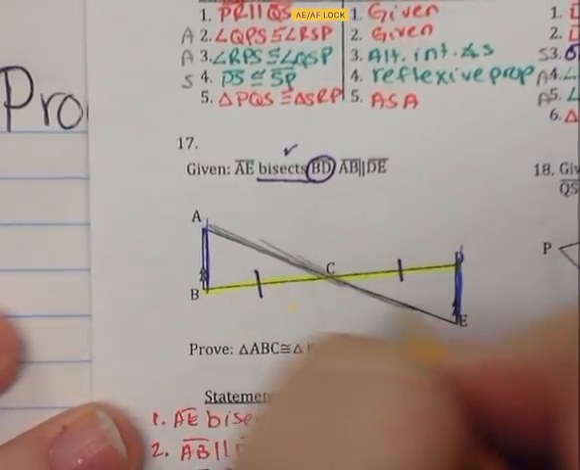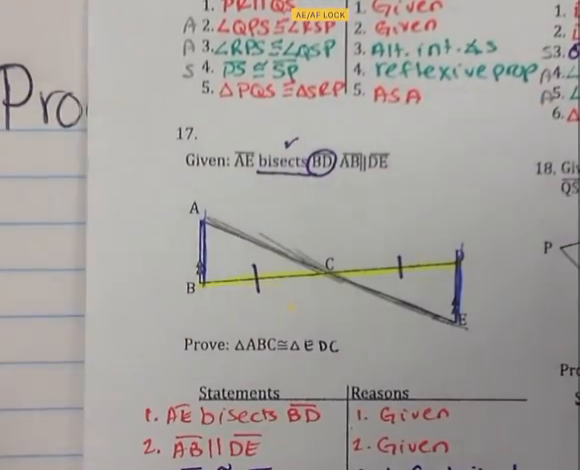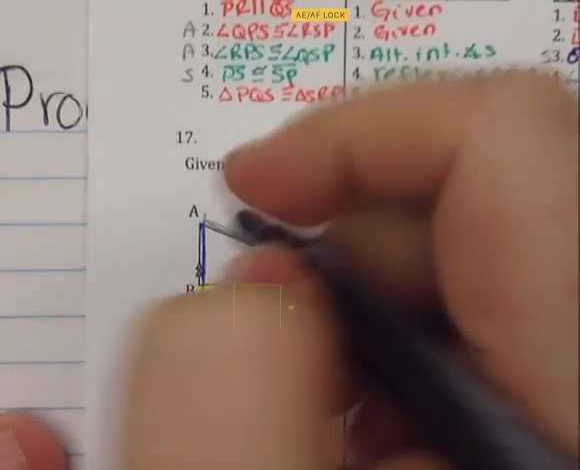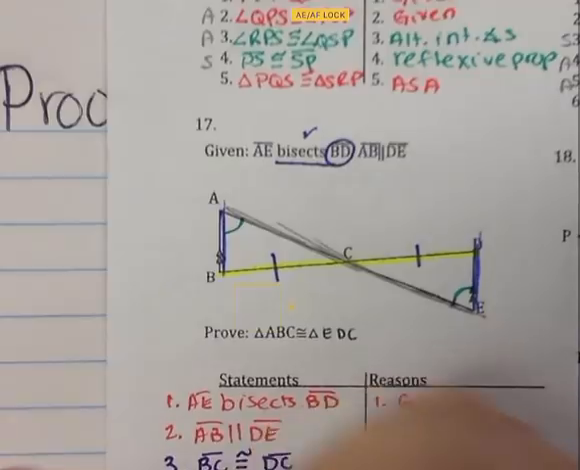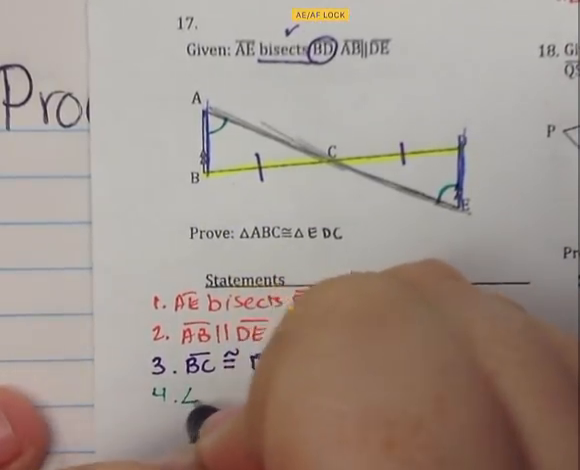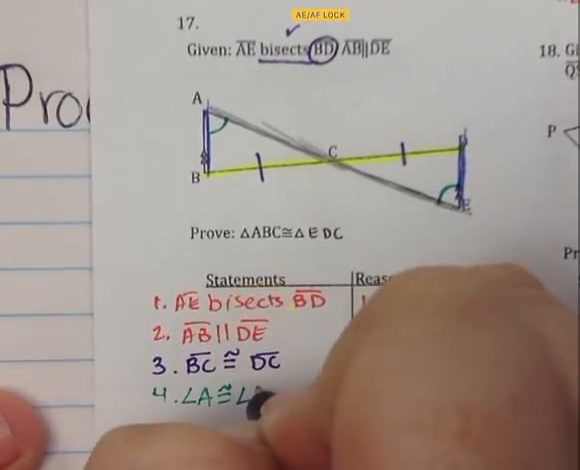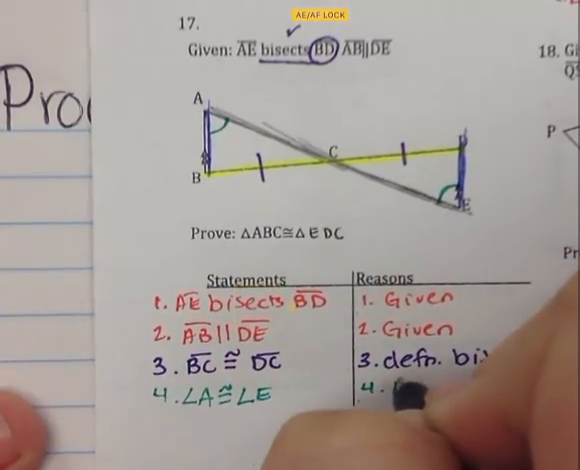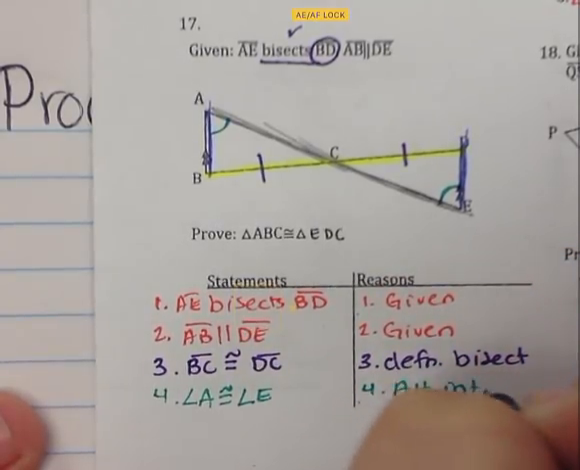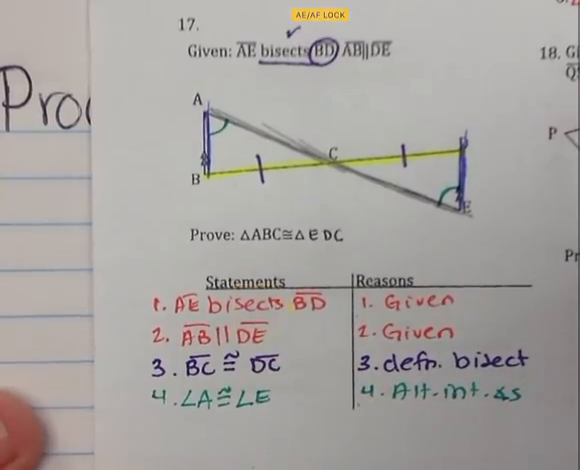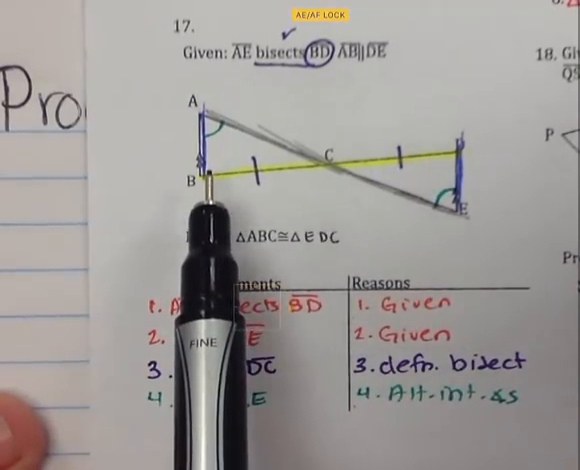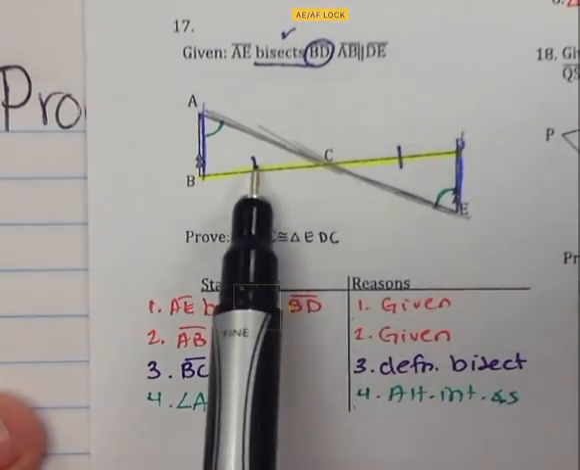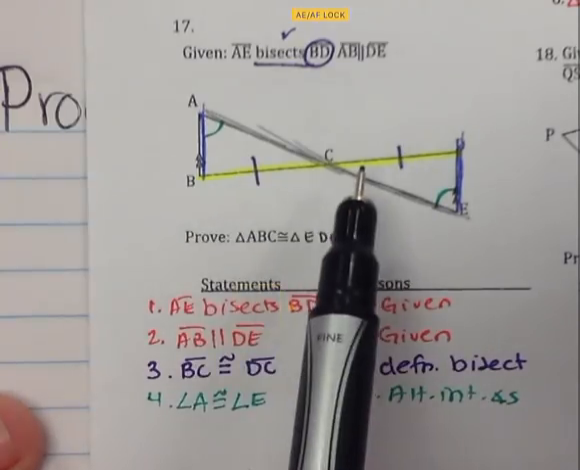We can create a Z from A to E. So the corners of those are congruent. So we can say statement 4 is that angle A is congruent to angle E because of alternate interior angles. Now, I could still prove that these two corners are also congruent because of alternate interior angles, but I want to show you another way of looking at it.